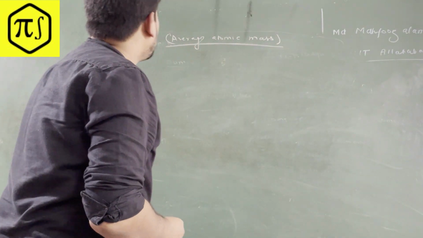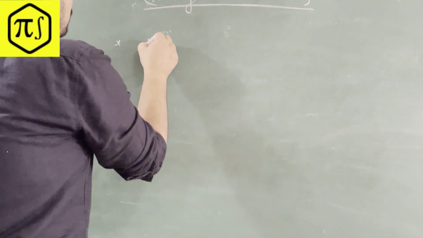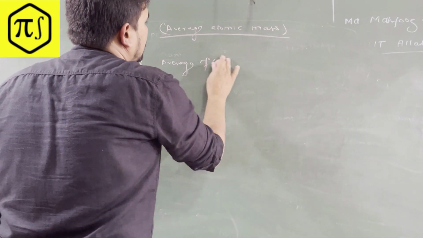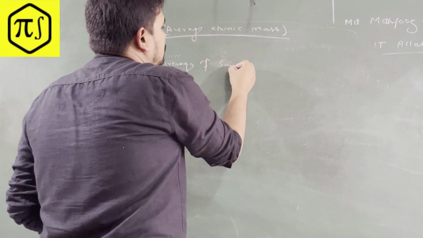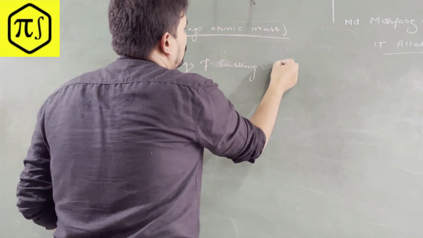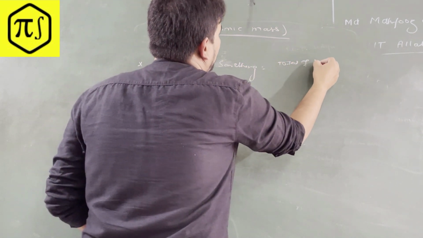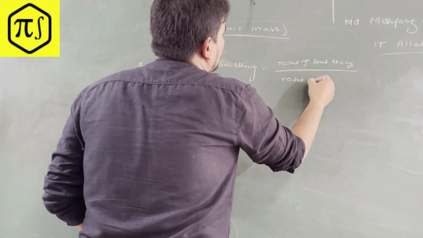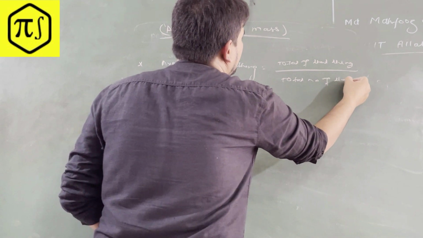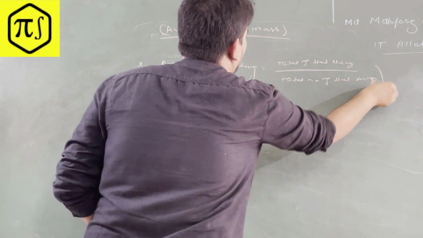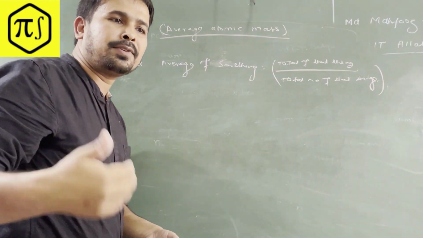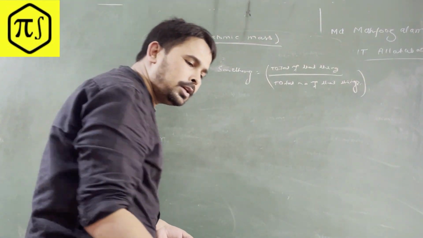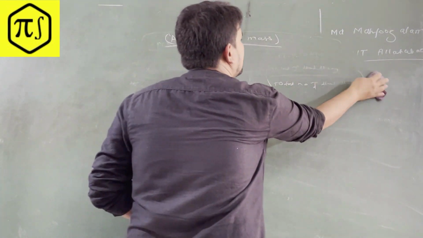So let me tell you about average atomic mass. Everyone knows average means what? Average of something means the total of that thing divided by the total number of that thing. So this is a very general definition of average. We know it for many scenarios: average of mass, average of length, so total length divided by total number, or something. So this is the average we are talking about. This is a general one, but we try to go for the average.